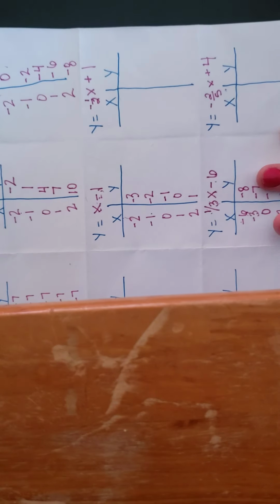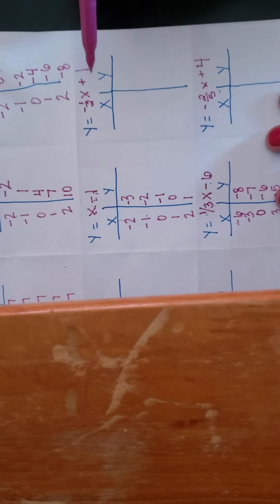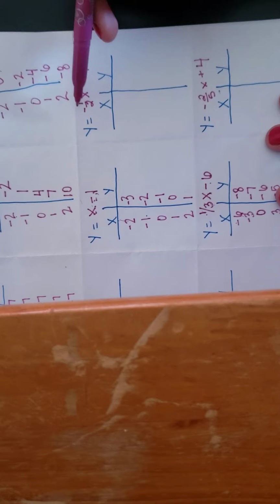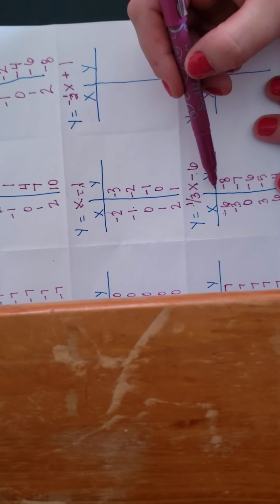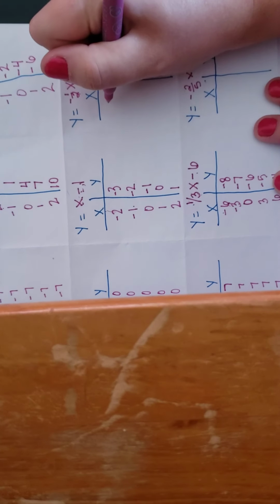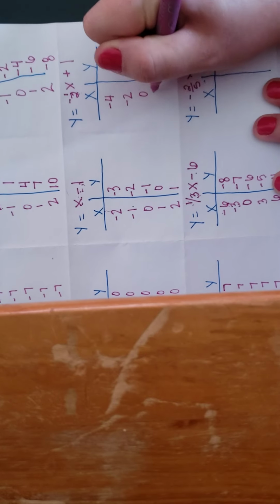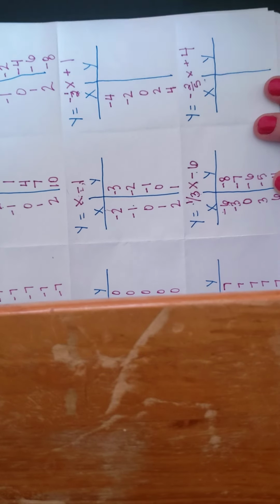On the next one, our slope is y equals negative 1/2 x plus 1, so our slope is negative 1/2. So again, like we did on this table down here, we're not going to count by ones. Instead, we're going to count by twos. So that means it's going to go negative 4, negative 2, 0, 2, 4.